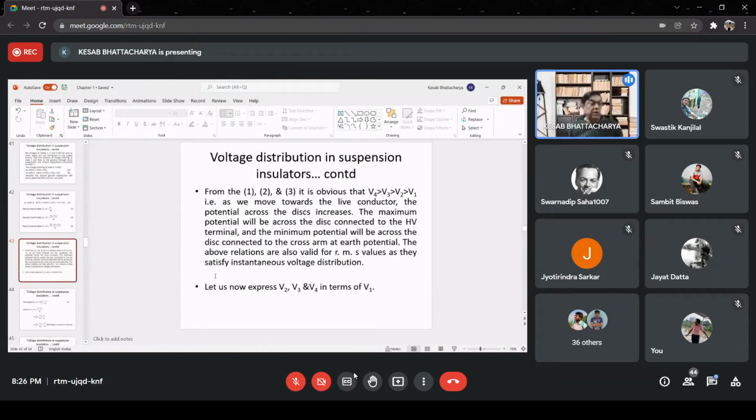Let us resume our class. Could you find out the expressions for V3 and V4 in terms of V1? Yes, sir. So 1 plus 3m plus m squared into V1.